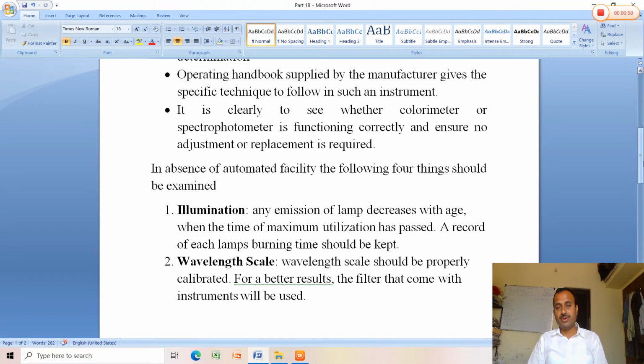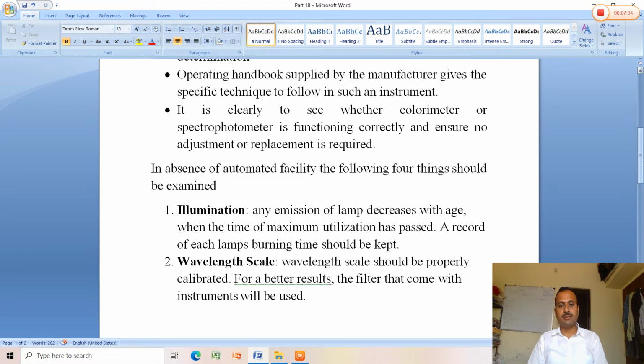So when the system is started for colorimeter, at that time the burning lamp should be on. At that time, how much time it has been running for a particular time should be recorded. So this is the first point, that is the illumination or source of light.